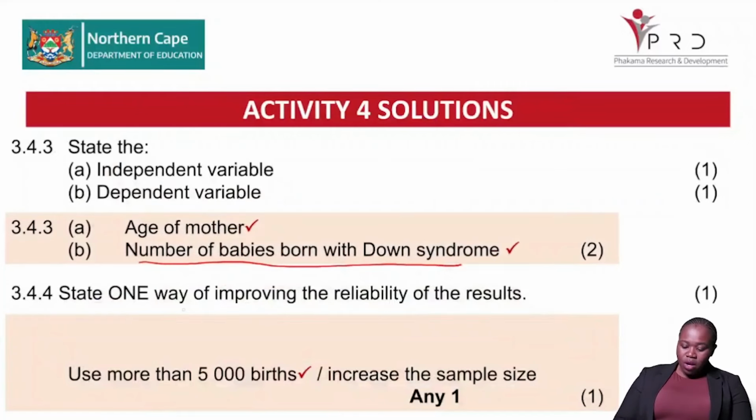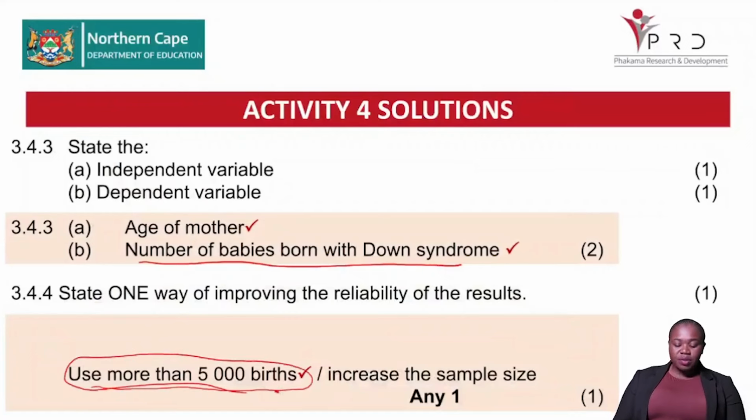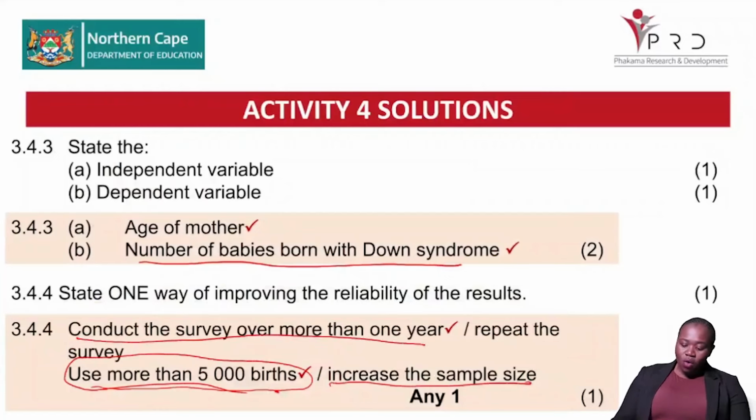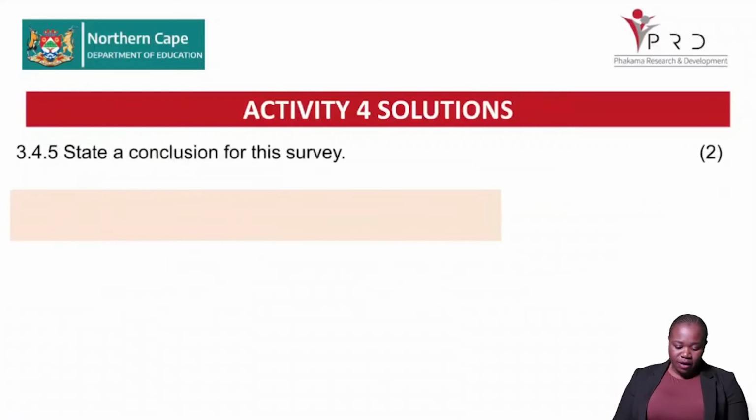3.4.4, state one way of improving the reliability. Remember here, when we talk about reliability, we are always talking about repeating the investigation and increasing the sample size. So if we use 5,000 births, we can increase that and use more. So increase the sample size, or just do the investigation again and then get the average. So conducting the survey over more than 1 year, that is repeating the survey.